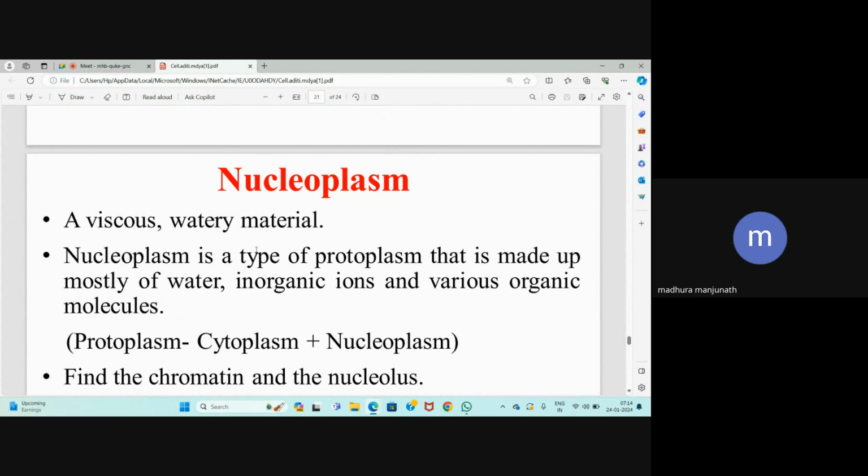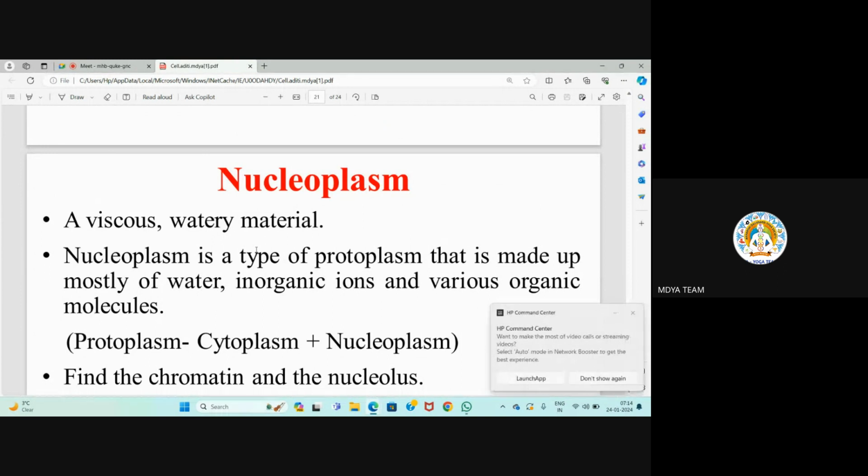The same thing inside the nucleus. The cytoplasm means the thing we can find outside the nucleus, and if we extract organelles from cytoplasm, that is cytosol. So, almost similar to cytosol, the fluid found inside the nucleus is nucleoplasm.